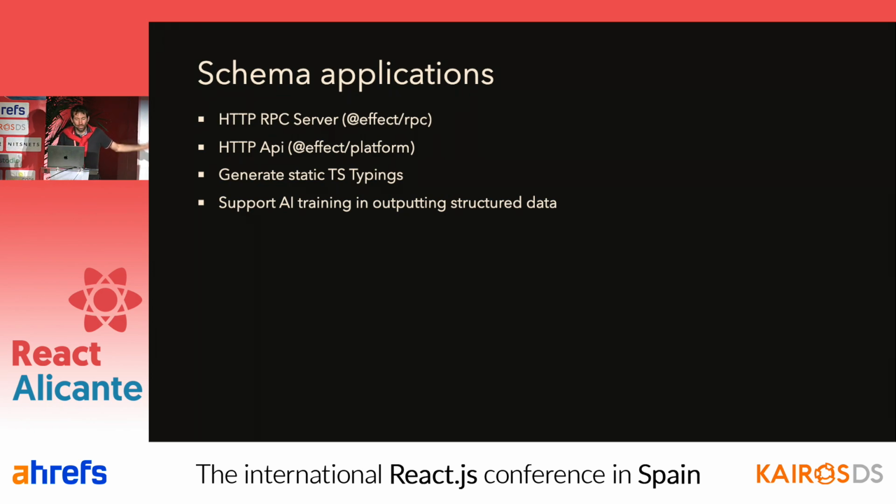Or we can create an HTTP API using the OpenAPI definition generated from Schema. Or maybe you can generate static TypeScript typings from your schema. And well, schemas are something that I predict, in my opinion, will become more and more important because AI training can be supported by schemas. Thanks to schemas, we can tell our AIs what data we expect to get back, and we can also put constraints and validation on the data we expect back.